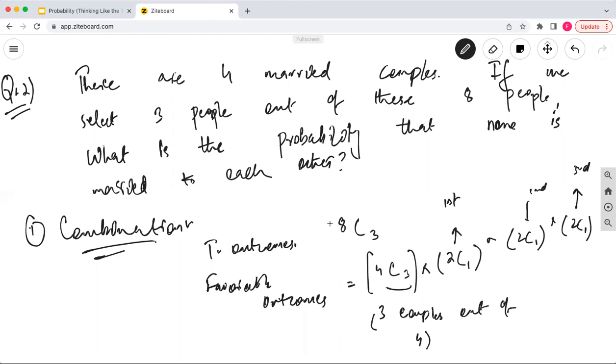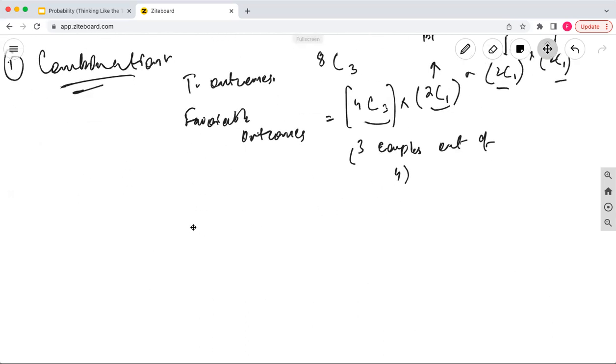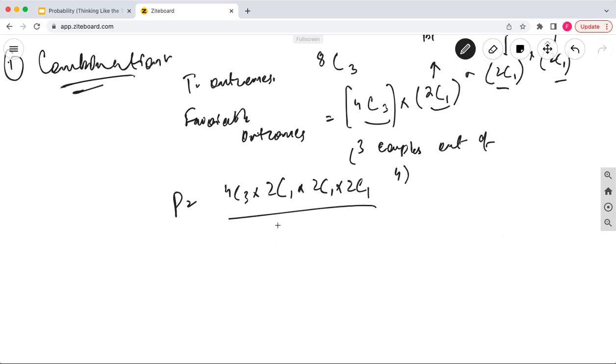So now we have just figured out 3 couples. And from each couple, what is the number of ways of selecting 1 person? That is 2, that is 2, and that is 2. Just multiply these. You will get the total favorable outcomes such that 3 persons are selected and none of them are married. So now just use the probability formula. What are the favorable outcomes? 4C3 into 2C1 into 2C1 into 2C1 divided by 8C3.